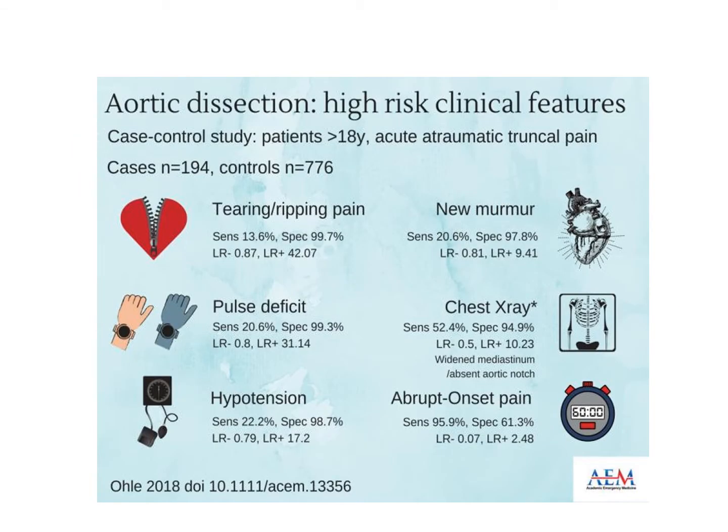Aortic dissection high-risk clinical features include severe tearing or ripping chest pain, a pulse deficit, the presence of hypotension, and a new murmur of aortic regurgitation. Usually, a diastolic murmur in a patient with newly onset chest pain should raise the suspicion of aortic dissection, and so should a chest X-ray with a widened mediastinum and the abrupt onset of chest pain.